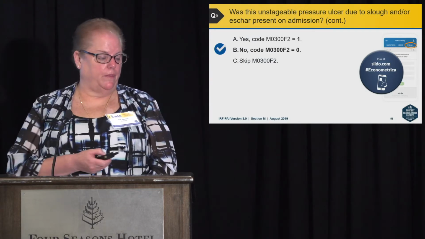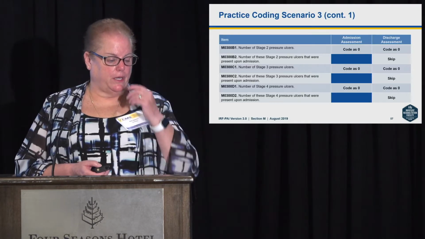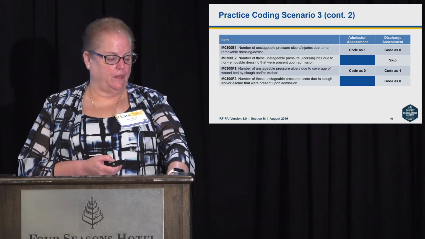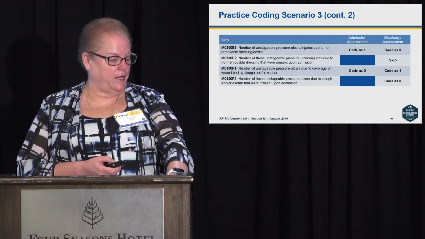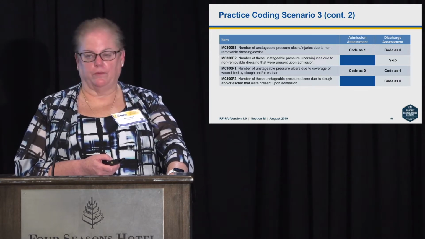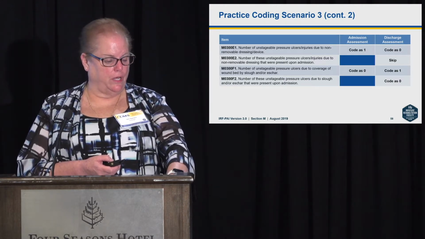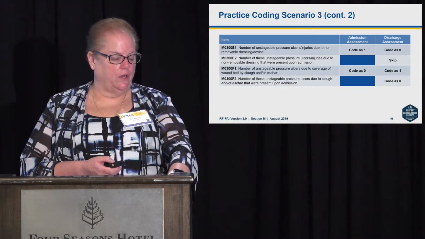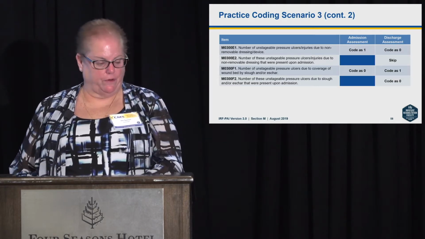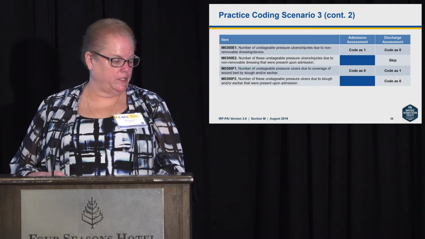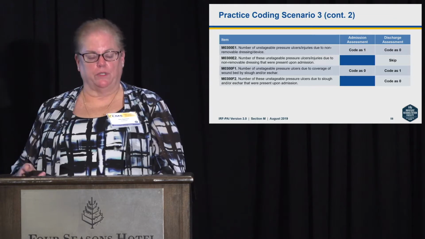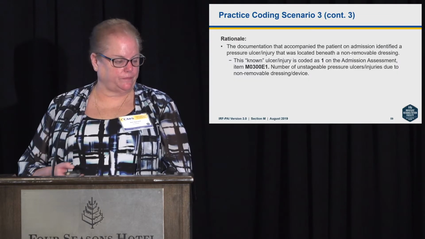And then if we were coding this, you could just see how we would do the zeros here and skip. And then we would say they had an unstageable due to non-removable dressing. We'd code that as a 1. And then on the discharge, M0300F1, we now have that unstageable due to slough or eschar. And we code the next, M0300F2, as a 0 because that 1 was not present upon admission.